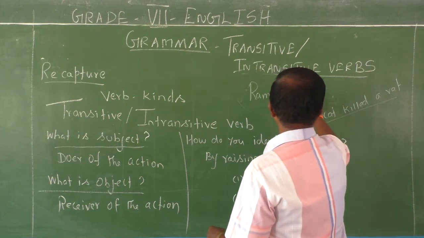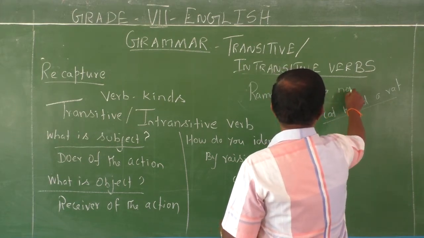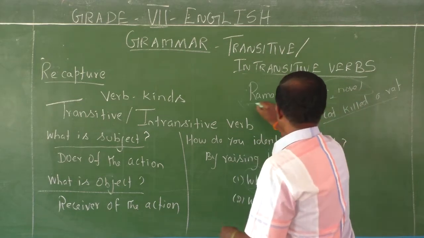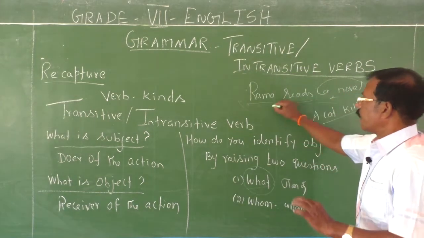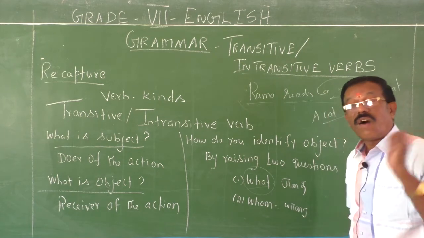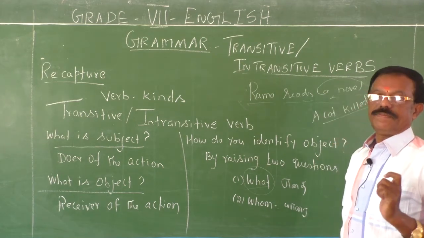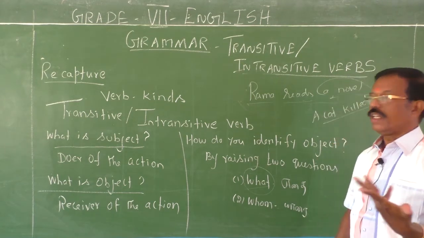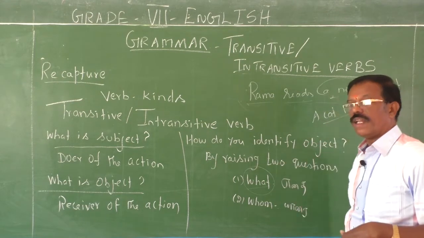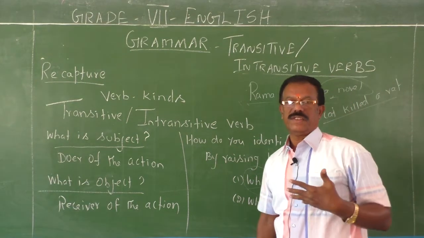Rama reads a novel. Rama is the subject, reads is the finite verb. Rama reads what? What does Rama read? If you ask this question, you will get the answer, a novel. So this is an object.